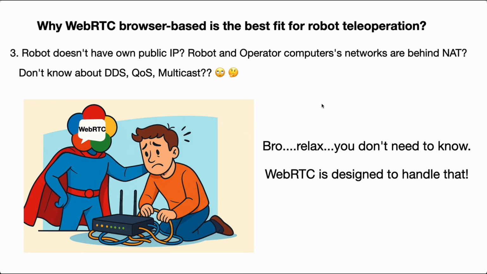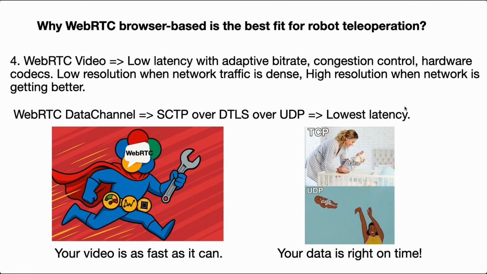Third, if you don't know your robot's public IP, or it is behind a NAT, or you don't know what DDS, QoS, etc. are, with WebRTC you don't need to care much about that because it's designed to handle it for you. Fourth, browser-based WebRTC video is optimized and has adaptive bitrate control. For example, if your network is not good, instead of continuing to display 4K video, it will drop to a lower resolution and allow you to see the video in real time.